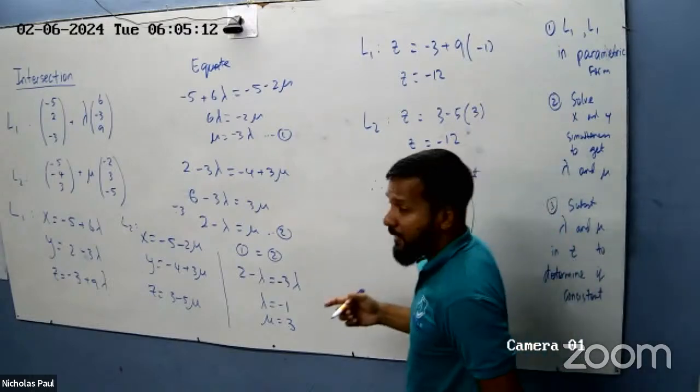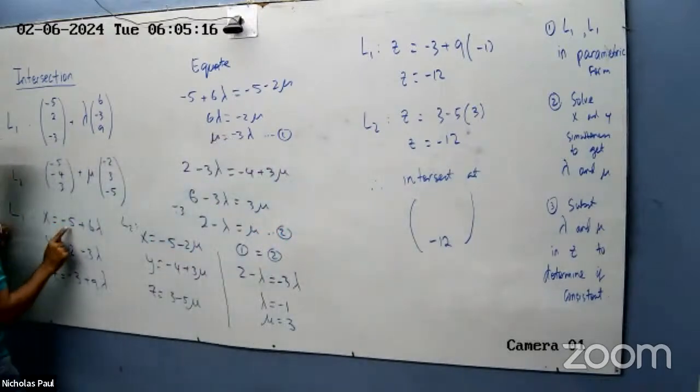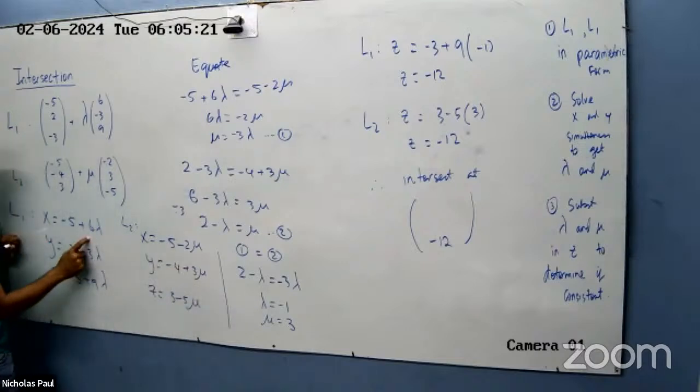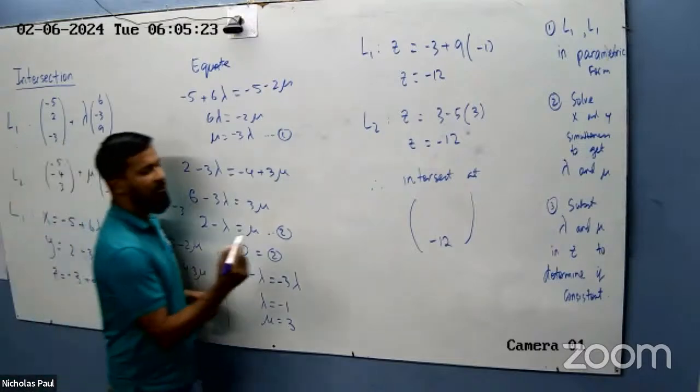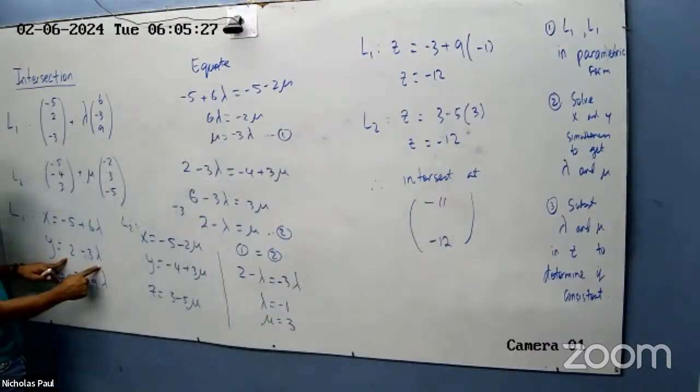Where they intersect, we're going to determine now. z is minus 12, right? So let's find x. X is minus 5 plus 6 by lambda. What was lambda? Minus 1. So I got minus 11. And then plug in lambda here. Lambda was minus 1. 2 plus 3 is 5.